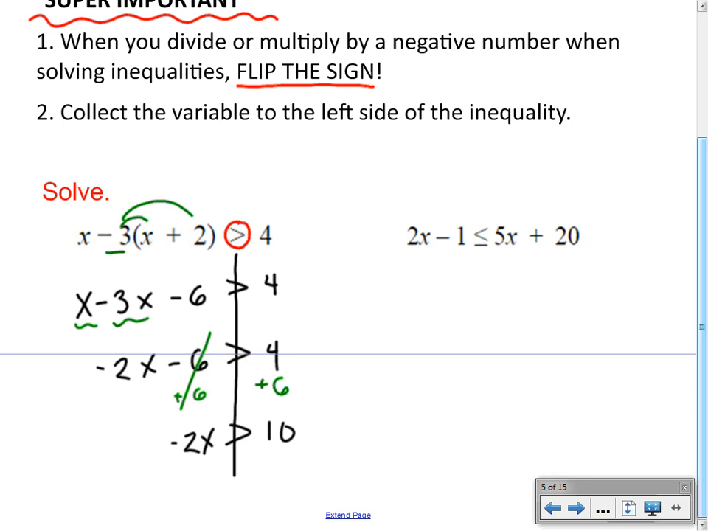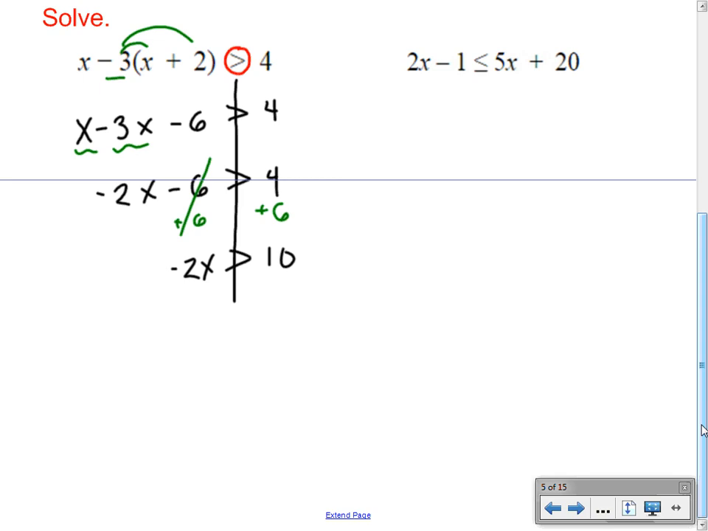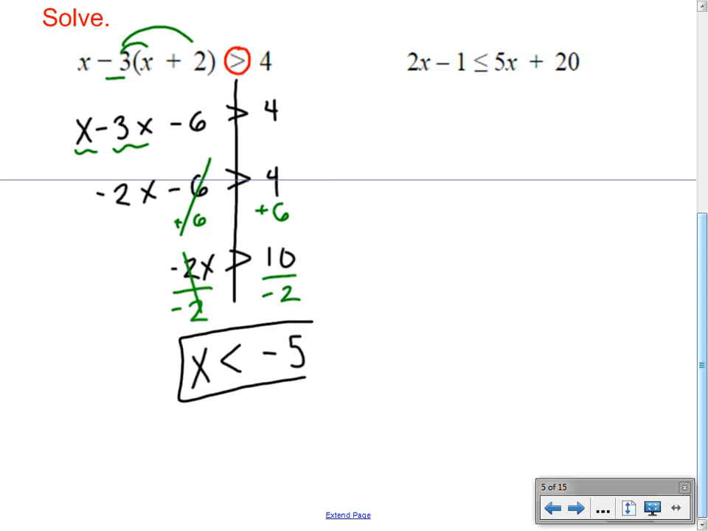And here's where flipping the sign comes into play. At this point, to solve for x, we need to divide both sides by -2. Anytime you divide by a negative number or multiply by a negative number, you have to flip the sign. So that greater than sign that we've been using this whole time is going to flip over and become a less than sign. 10 divided by -2 is -5. So here's the solution to this inequality.